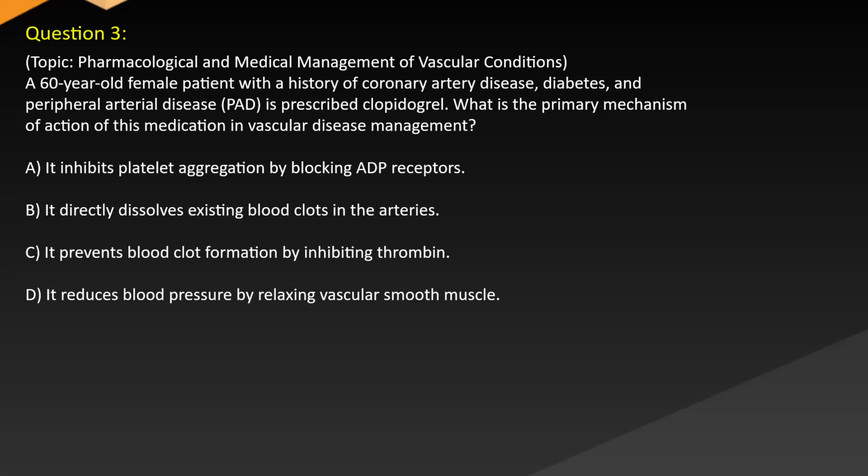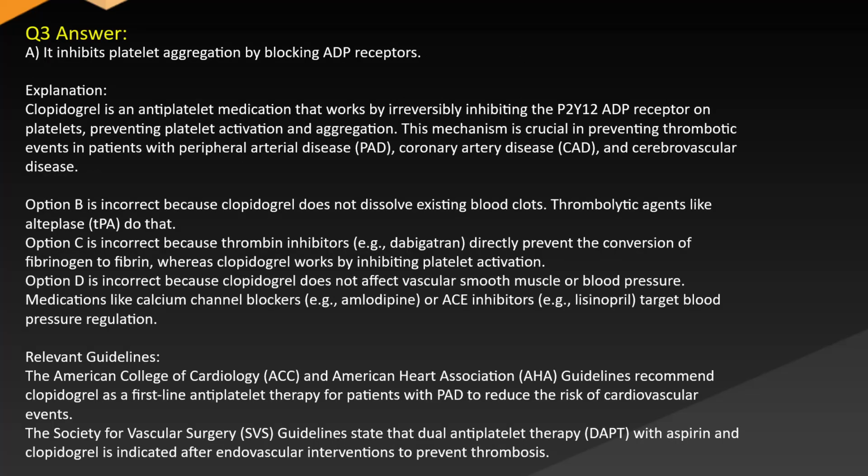A. Inhibits platelet aggregation by blocking ADP receptors. B. It directly dissolves existing blood clots in the arteries. C. It prevents blood clot formation by inhibiting thrombin. D. It reduces blood pressure by relaxing vascular smooth muscle. Answer: A. Inhibits platelet aggregation by blocking ADP receptors.